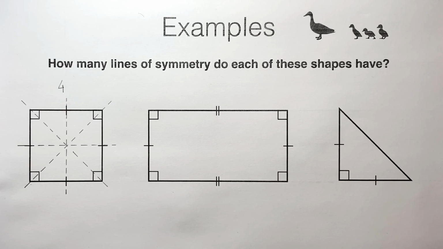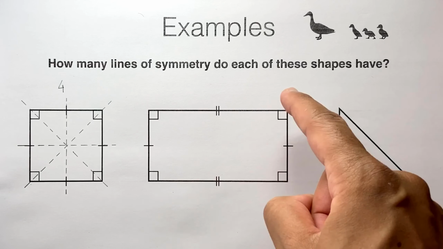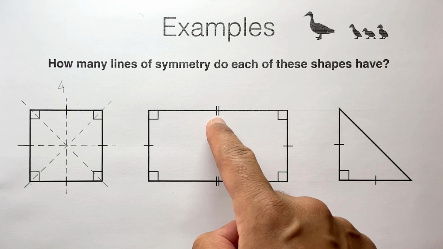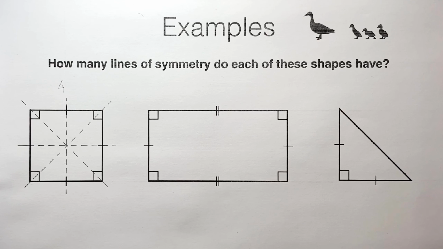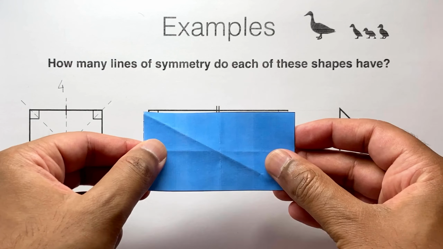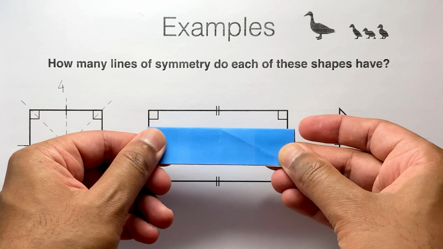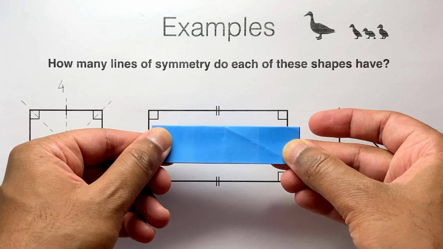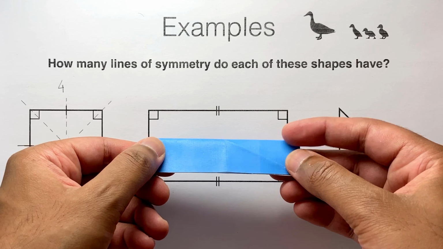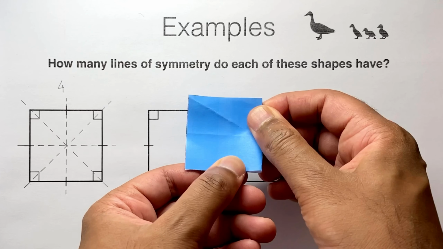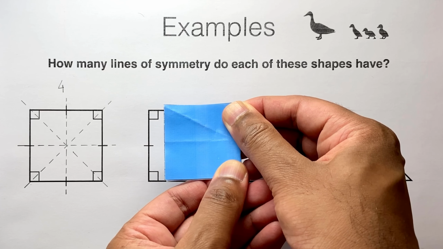Here we have an oblong. This is a rectangle, but not a square. Now, this only has 2 lines of symmetry. If we take a look at the rectangle, I can fold this one in half like this. So the folded half fits perfectly on top of the other half. I could fold it in half like this. So the folded half fits perfectly on top of the other half.